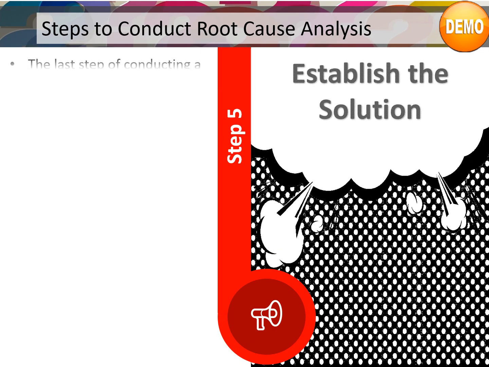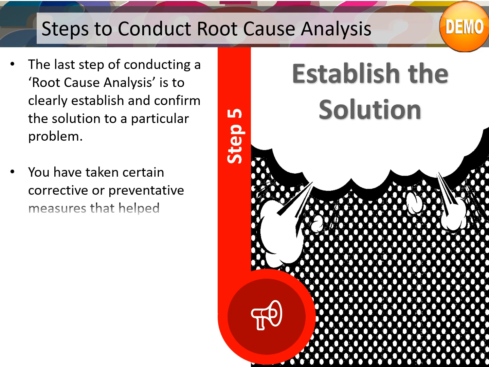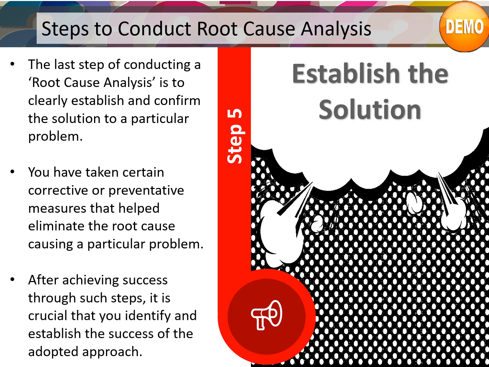The last step of conducting a root cause analysis is to clearly establish and confirm the solution to a particular problem. You have taken certain corrective or preventative measures that helped eliminate the root cause causing a particular problem. After achieving success through such steps, it's crucial that you identify and establish the success of the adopted approach.